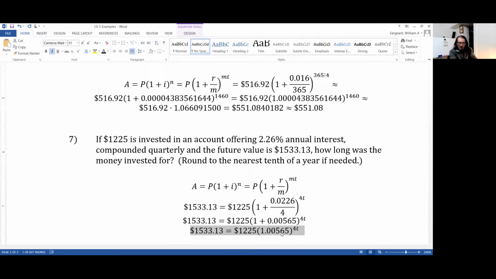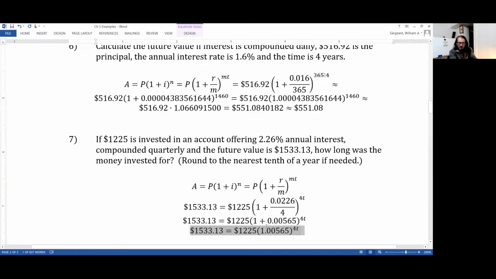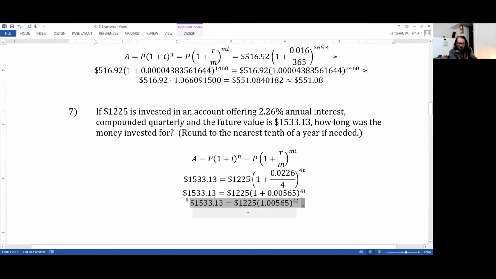All right. Our variable t is up in the exponent, which means we want to take a natural log at some point. What you cannot do is multiply the 1225 to this, because the 1225 is not influenced by that 4t. So I need to isolate the exponential parts. I divide both sides by 1225. Now we have this exponential part.